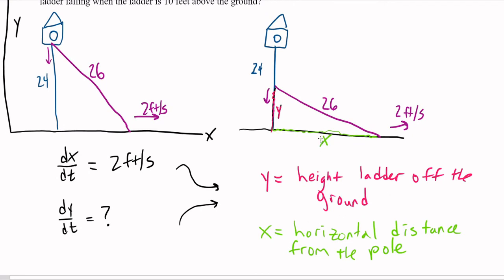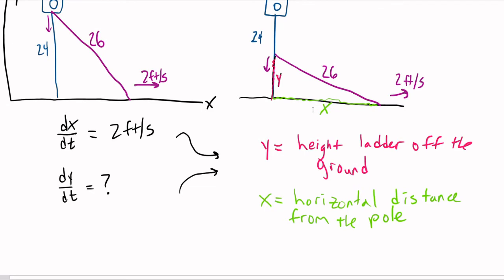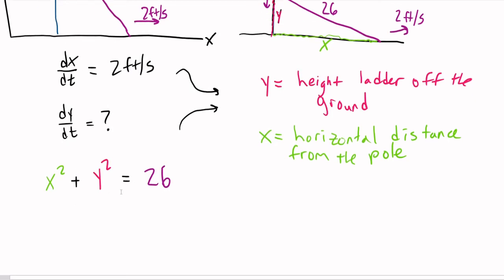So let me put some space in here. How do I connect y and x? It's a triangle. Wow, it's just a triangle. So I know how to connect those two. These are going to be connected by x squared plus y squared, and then equals the fixed distance. It's a 26-foot ladder, and that doesn't change. No matter where you slide it, that doesn't change. So perfect. We've got this going.